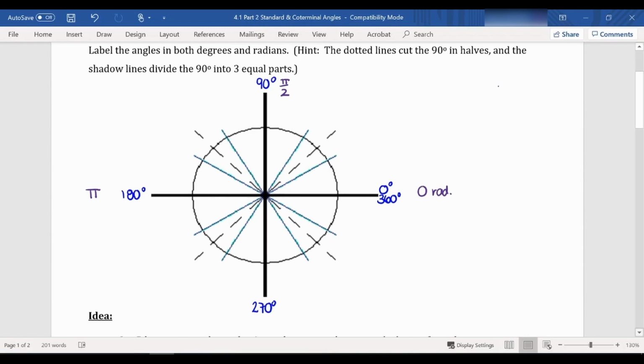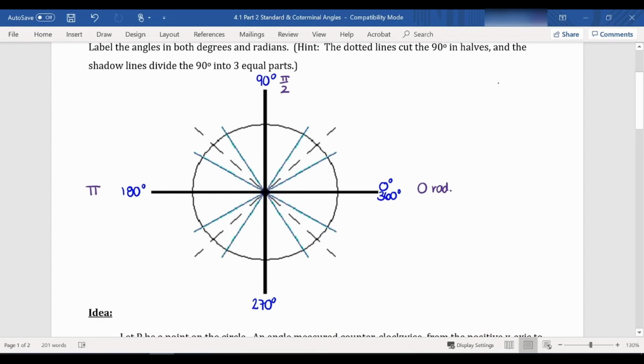Now, 270 degrees at the bottom would be halfway between pi and my full circle. My full circle would be 2 pi radians. 360 degrees was 2 pi radians. So halfway between 1 pi and 2 pi would be 1.5 pi. Now, we wouldn't usually write 1.5 pi. When we're dealing with radians, most of the time you're going to see them in fraction form. So instead of writing 1.5 pi, we're going to write 3 over 2 pi or 3 pi over 2.